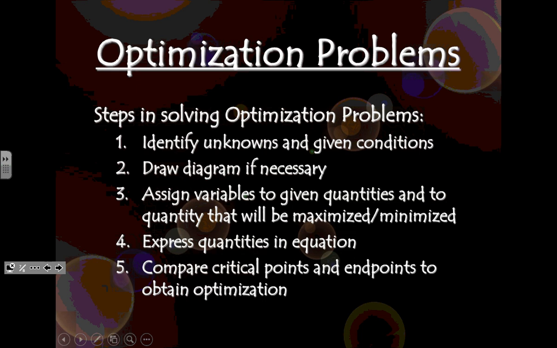Then we're going to assign variables to the quantities that we know and the quantity that we're trying to maximize or minimize. So it might be that we've got an area, we've got a length, and we've got a width, or whatever the case may be. Then we'll write an equation that relates those values together, and then from there it's the calculus. Find the derivative to get your critical numbers, test your critical numbers and endpoints to figure out what the optimal values are going to be.